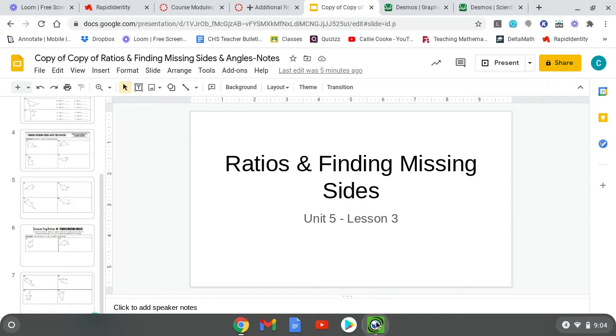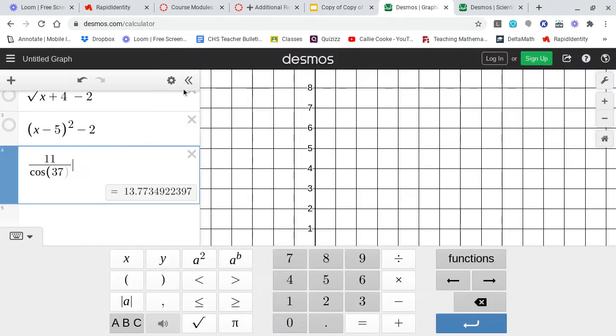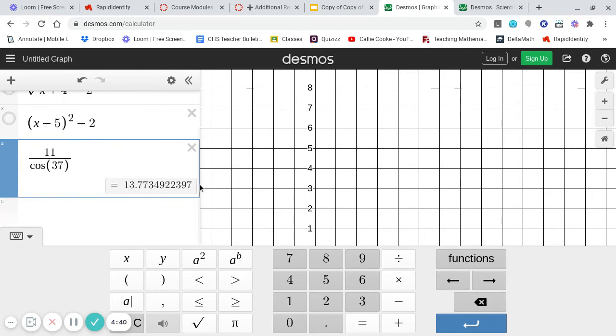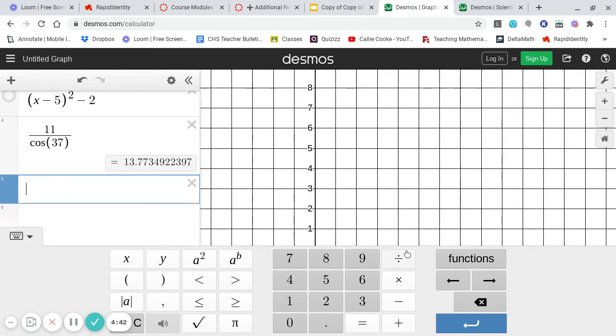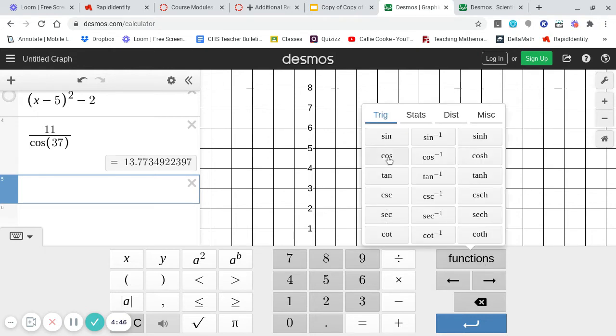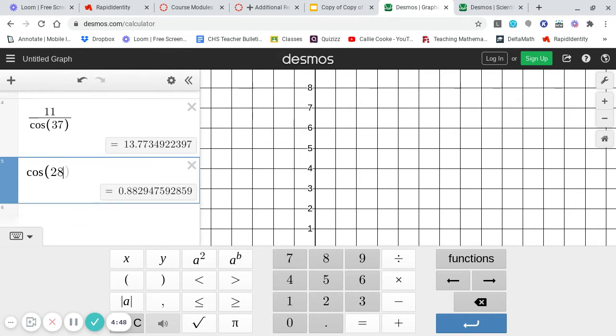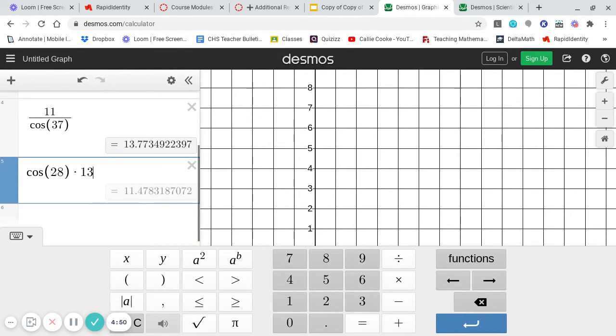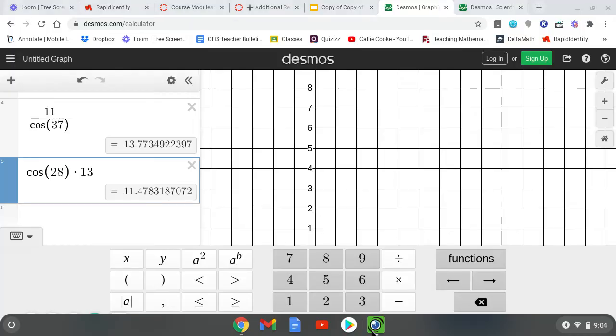Okay, so whichever Desmos you use, if you've changed it to degrees, you're good now. You only have to do that once. I'm typing the word cosine. Wonder if you could do that. You can? All right, cosine of 28 times 13. And round to the tenth. So this would round to what? 11.5. Awesome.